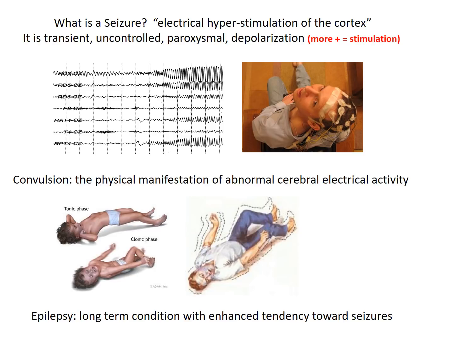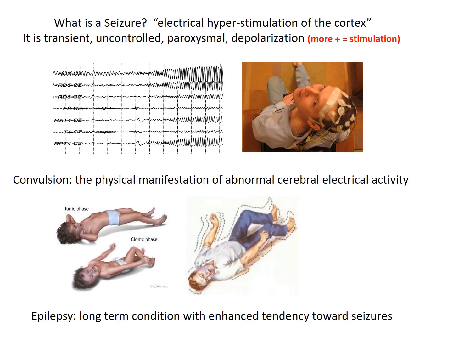All right, since we're talking about electrical activity, we've got to talk about our next pathology and talk about seizures. Seizures are electrical hyperstimulation of the cortex. They're transient, they're uncontrolled, they're paroxysmal, they just suddenly occur. And what do you think? Is a seizure depolarization of the neuron or repolarization of the neuron?